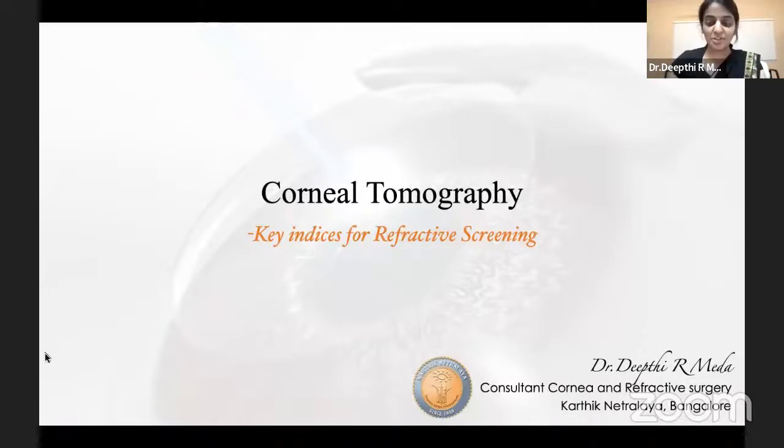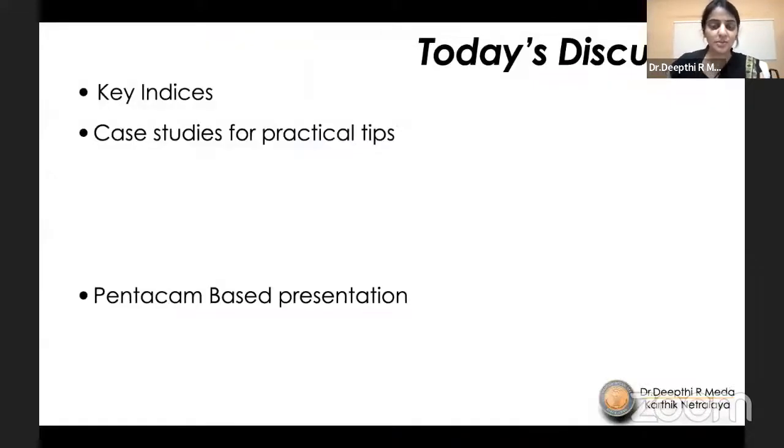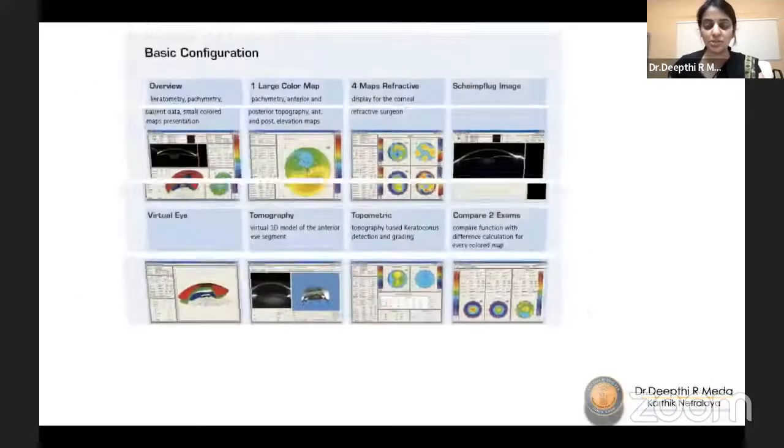Thank you, Chitra ma'am and ARC, for this wonderful opportunity. This is a very important topic for every corneal refractive surgeon: what are my key indices when I want to do a pre-refractive screening? Because when you're speaking of keratoconus, it's totally different. We are looking at gross numbers, but it's very important to look at early signs of FFKC when you're doing a pre-screening. So through this talk, I'll explain the key indices which I look for, mostly on the Pentacam because that's the device we use. And I'll end it with a few case presentations, with a few practical tips on reading topography.